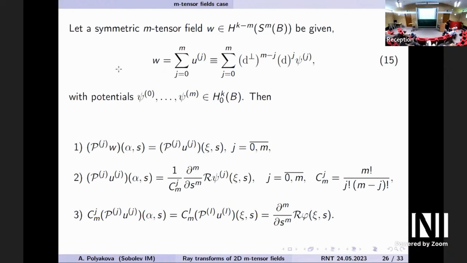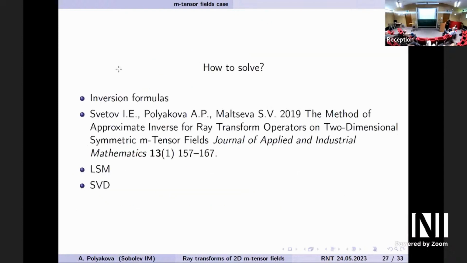And also here I write a connection between different ray transforms with one potential. And how to solve it? As above, we can write a system and solve the system, applying Gaussian formulas. We used approximate inverse for this case.